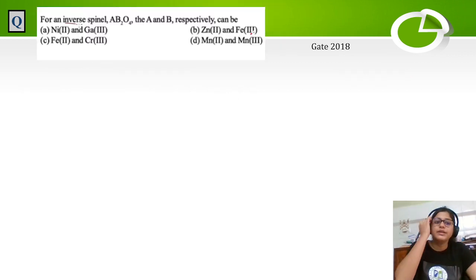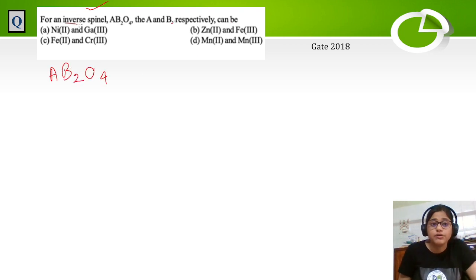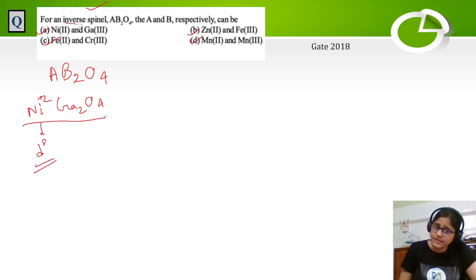Okay. The next one is for an inverse spinel. It is given that it is an inverse spinel, AB2O4. A and B are respectively what? So you have to see all the options and then find out. So let's say A is Ni2+, and it is Ga2O4. So what is there? This can be inverse, right? Because it is a d8 system, and d8 systems are stable in octahedral. We have previously done it.